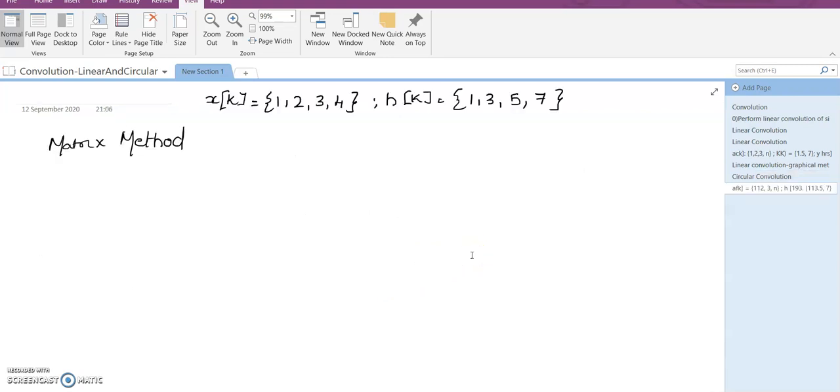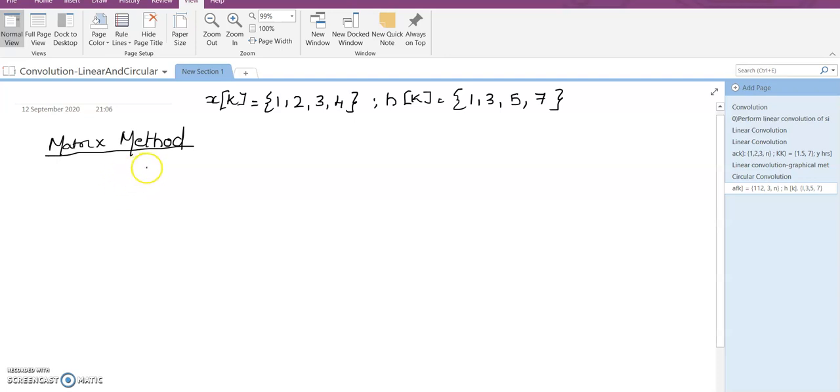Now we'll take a look at the matrix method for solving the circular convolution problem, which is a means to get the output in an easy way if it is asked as a short answer question, or in case you want to verify the answers for your particular problem.